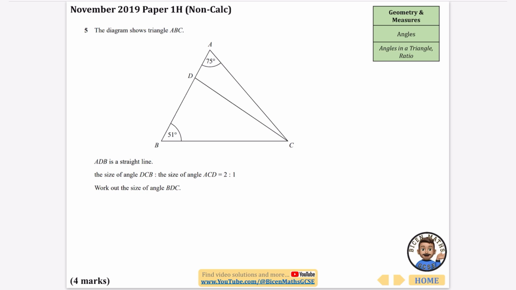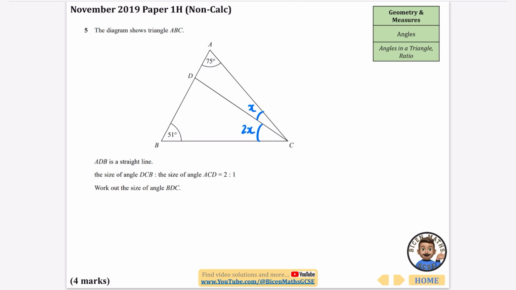So this one is a non-calculator paper. It says the diagram shows triangle ABC, and we've got all of this information that ADB is a straight line, which we can see, and the ratio of the size of angle DCB to the size of angle ACD is 2 to 1. So this is DCB and this is ACD, which means that this angle that we have here, I'm going to call it X, and this one is double the size of that, which is 2x.